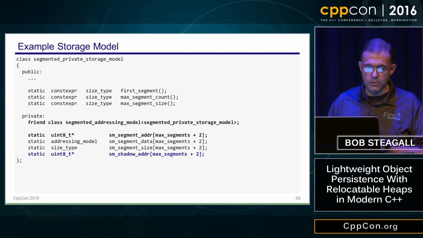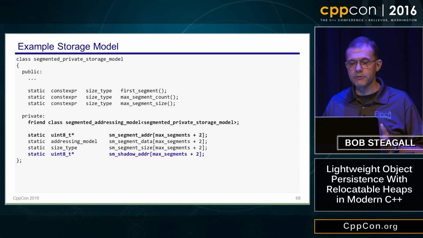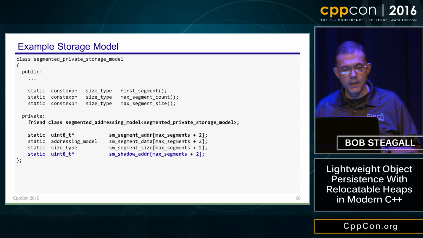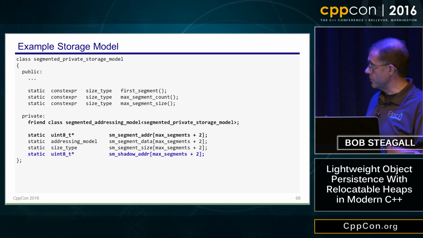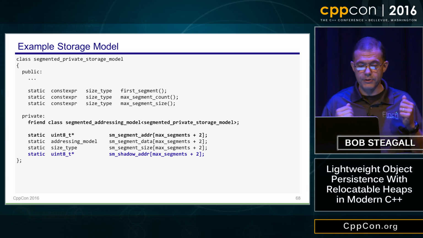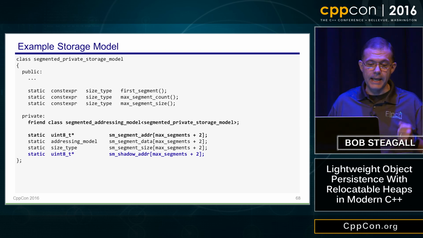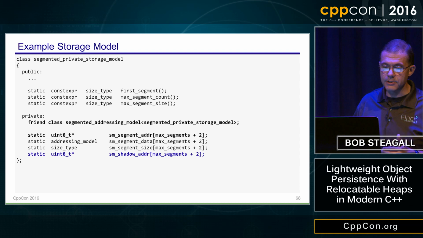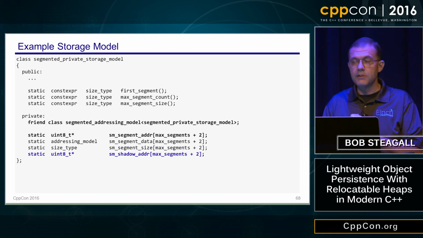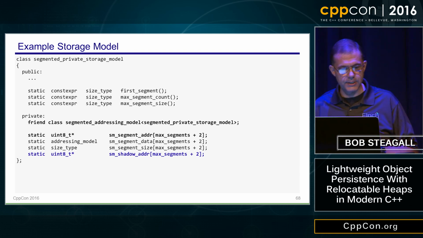In the bottom part of the storage model, you see in the public portion there are some other helper functions, but the interesting stuff is in the private section. Here I've implemented a reciprocal friendship relationship with the addressing model. And I've defined some arrays of data which are segments. The first one, which is highlighted in black, is the backbone. It's that array of byte pointers which will point to the segments.